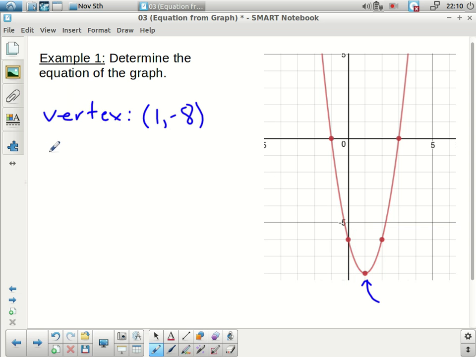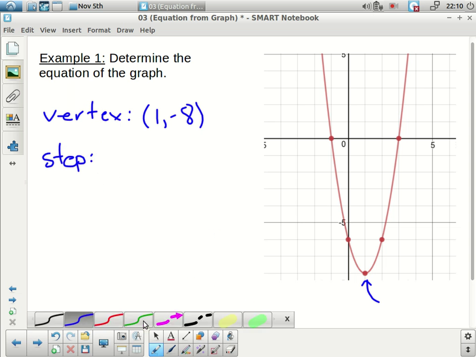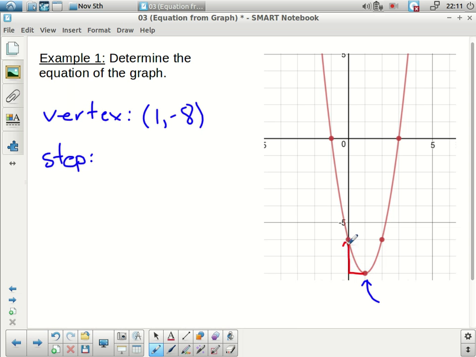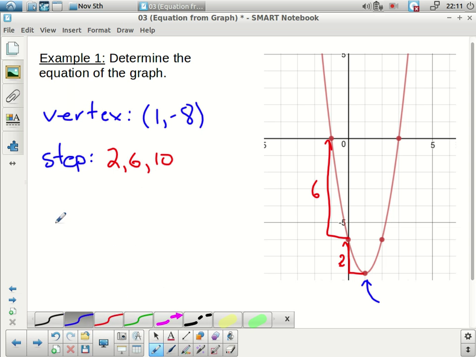The second thing I need to know is the step pattern, because that will determine the value of a. When I go here, I go over 1 and I go up 2. I go over 1 and this goes up 6. And if you're familiar with it from last week, that means the next one will be 10 and so on. So I have going up 2, going up 6, going up 10. This step pattern is double the basic pattern of 1, 3, 5. And now I have enough information right there to write my equation.